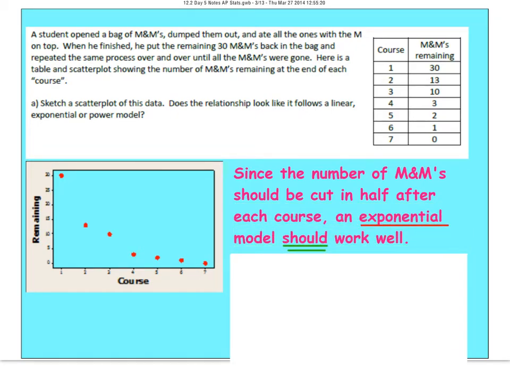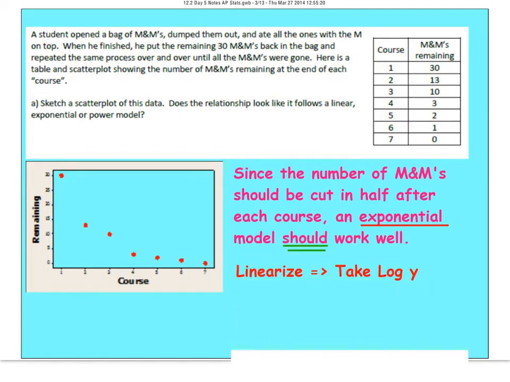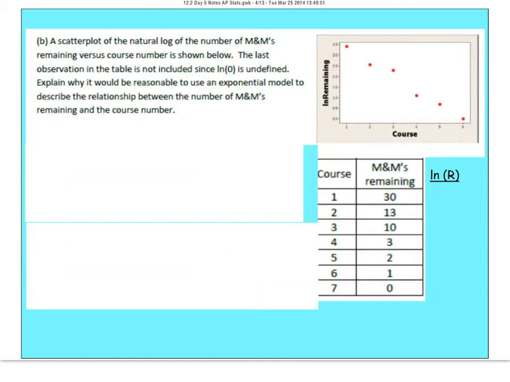So to linearize anything exponential, all I'm going to do is take the log of the y values. So here's what they did. A scatter plot of the natural log. So they used the natural log instead. They kept the course here as our x value. So this was the x. Our y's then, they just took the natural log of all of these values, so natural log of 30, natural log of 13, and they recorded what they were. They then just graphed this as x and y, and here's what happened to that data.